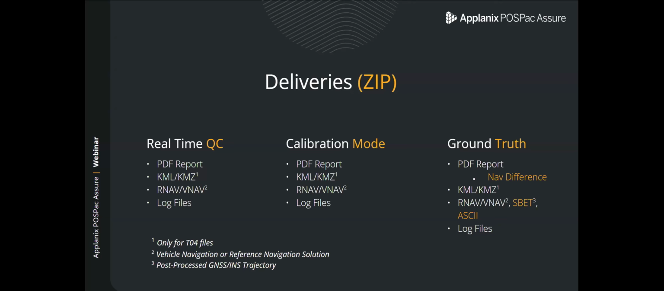And finally, in terms of the ground truth, of course, another PDF report, a different one that, for instance, also shows the difference between the real-time solution versus the post-process solution, some side products like the KML, KMZ, etc. And then most important for the ground truth part is you would get the smooth best estimate of trajectory, the binary file format, but also an ASCII file that represents your trajectory, so position and orientation with a frequency of 200 hertz.